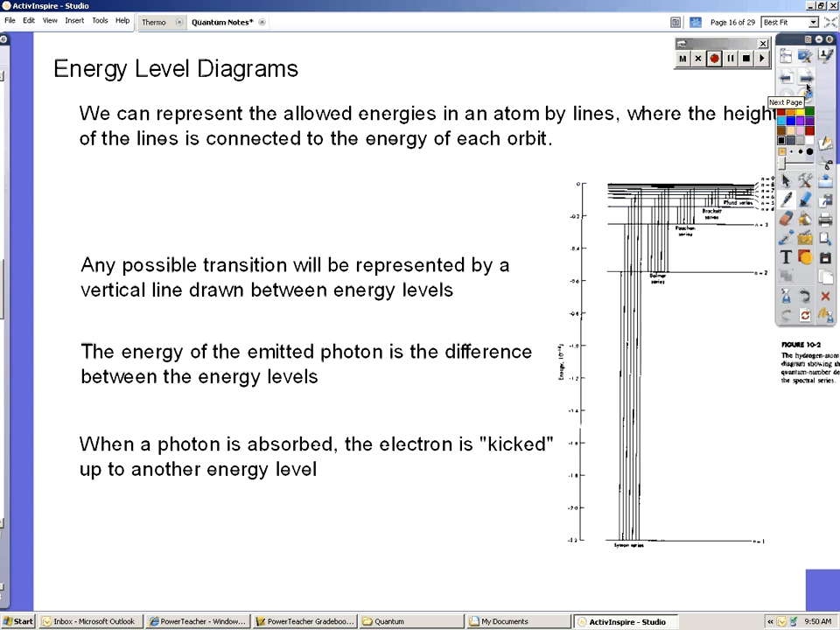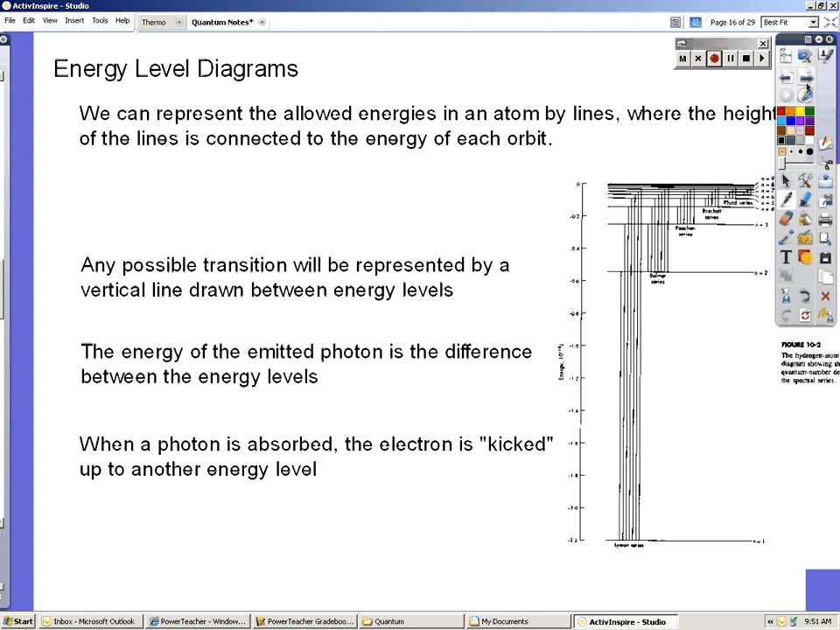And we can diagram those energy levels by looking at these spectra. First thing you do is you take all the wavelengths of light that are emitted, and you calculate the amount of energy corresponding to each of those wavelengths. And then from that you can figure out what energies are allowed to the electrons.